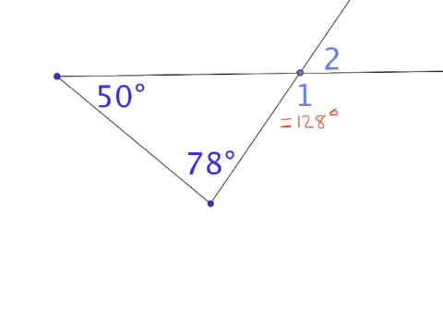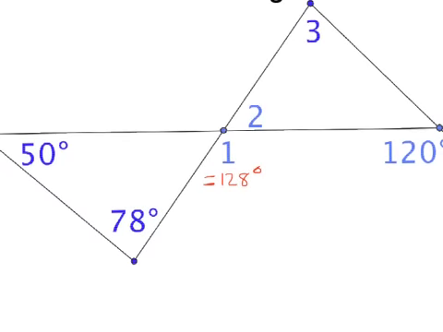And then we can find angle 2, because 1 and 2 create a straight line, so 2 has to be its supplement. So we would just do 180 minus 128. We could just do that right here. And that would give us, what, 52? Yeah, 52. So we could say angle 2 is 52 degrees.